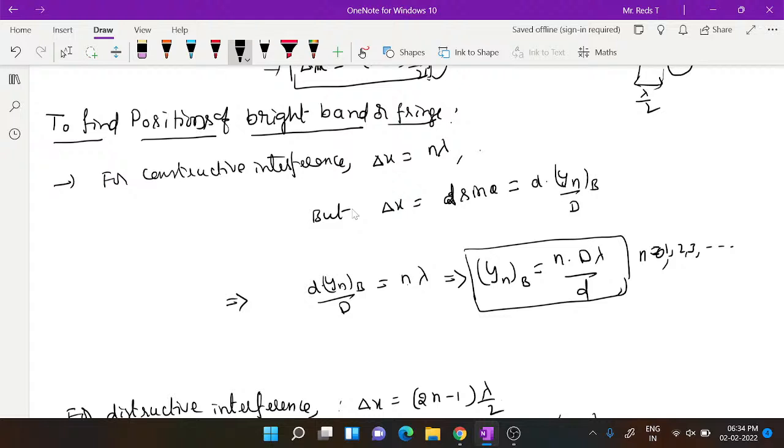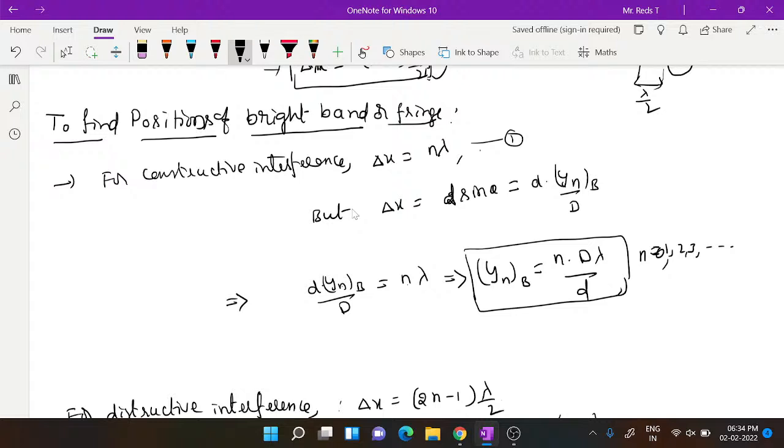constructive interference. That means when constructive interference is happening, what is the condition for constructive interference in terms of path difference? Path difference between the two waves should be equal to n lambda. So let us say this is equation 1. For constructive interference, delta x will be equal to n lambda. Delta x is path difference.